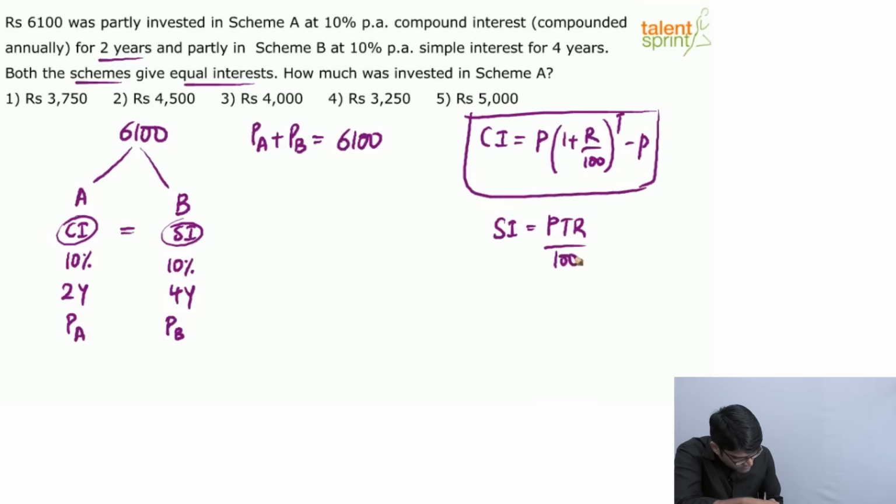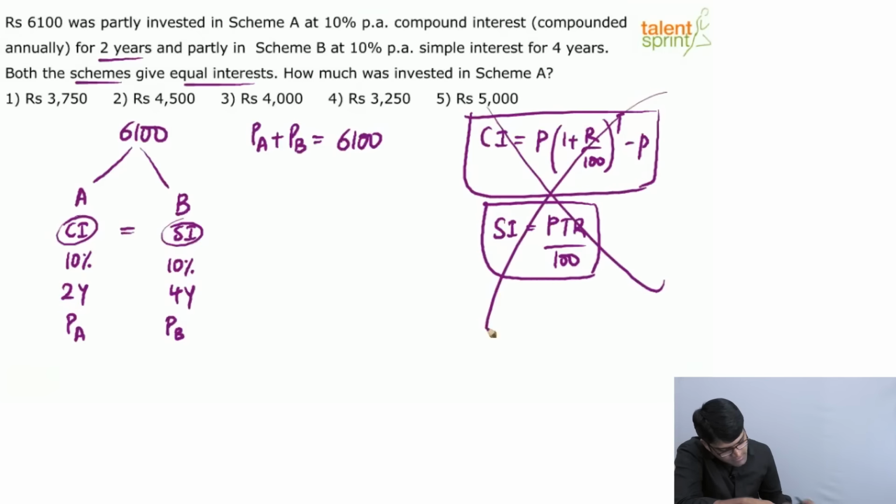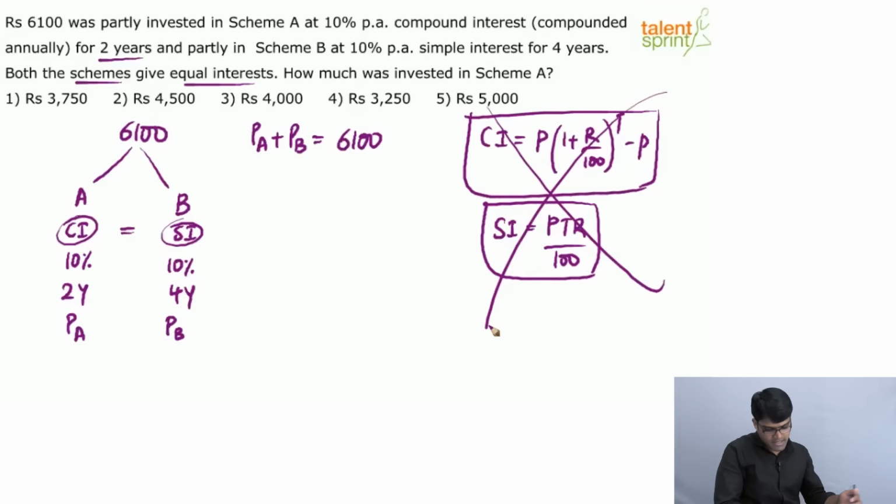But like all TalentSprint students would know, these are not very useful, right? Not very useful meaning, of course, it will give you the right answer and it is the right formula, but we don't use it while solving questions in a competitive exam. It becomes time consuming. What do we do?